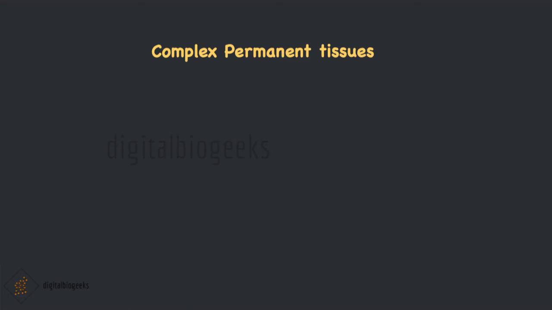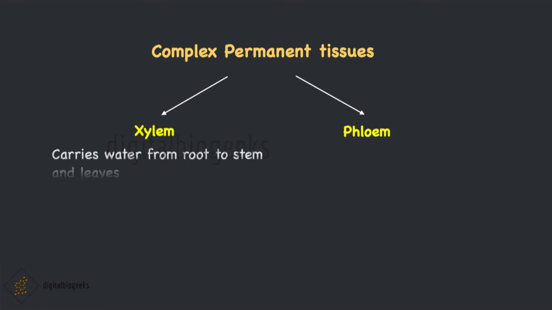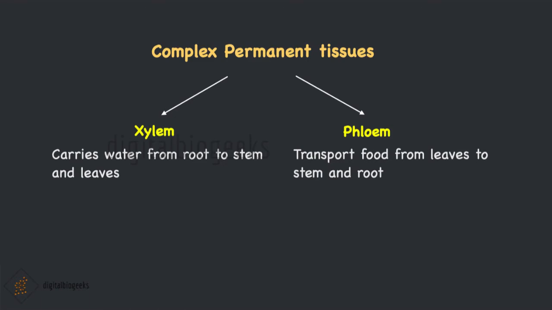All these cells together coordinate to perform a single function. Examples are xylem and phloem. They are called conducting tissues. That means they transport water, food and minerals throughout the plant. Xylem carries water and minerals from roots to stem and leaves. Food produced in the leaf by photosynthesis is transported by phloem to the stem and roots.